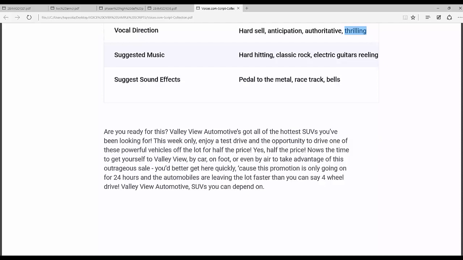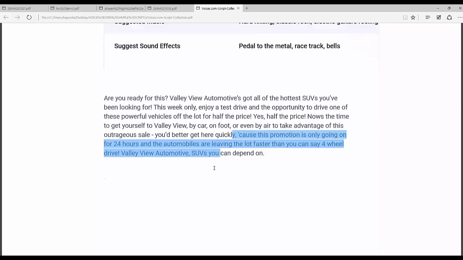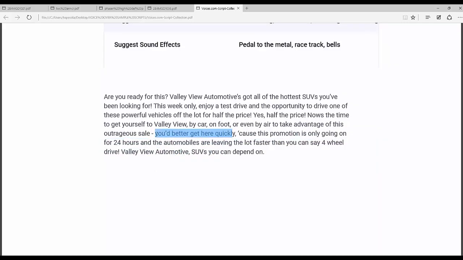See what I'm talking about? You see this language? You'd better get here quickly. That's the authority we're talking about. That's a hard sell. You better get here quickly or something's going to happen. Why are they asking you to come here quickly? Why are they commanding you? Because as a language, as an idea, you better get here quickly.